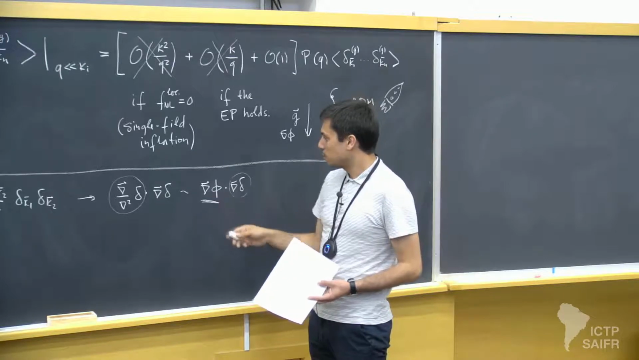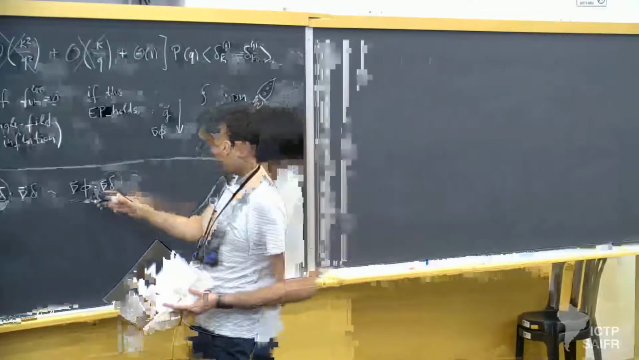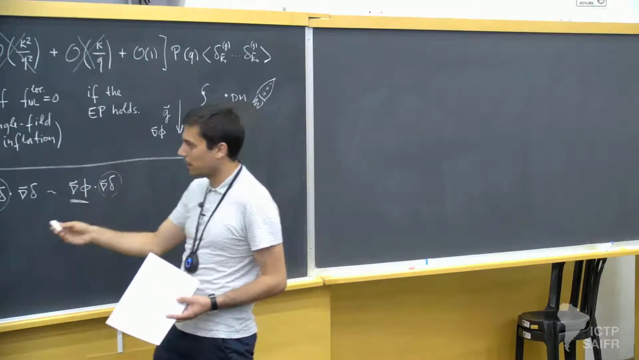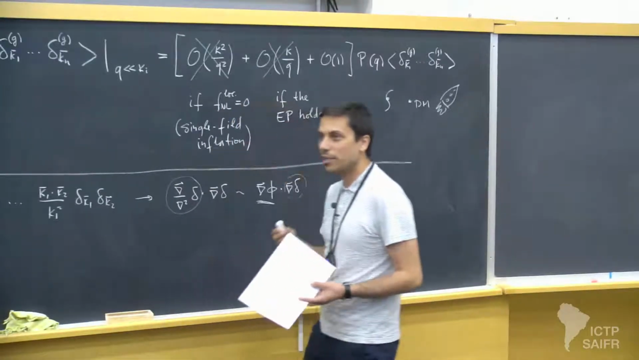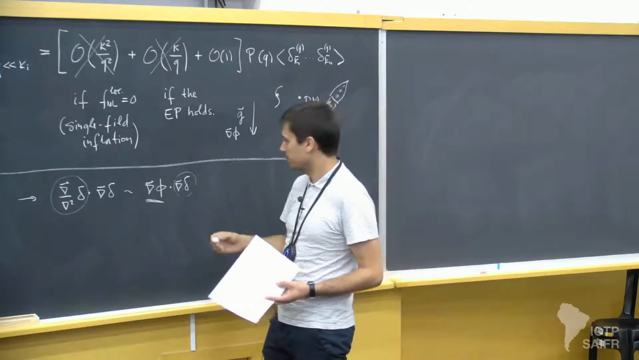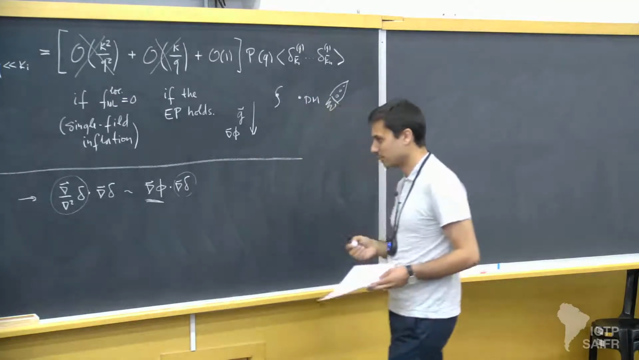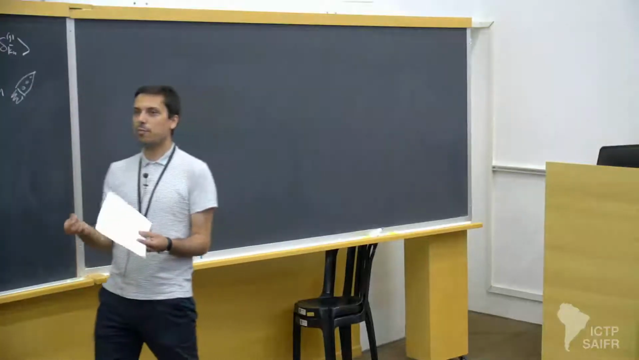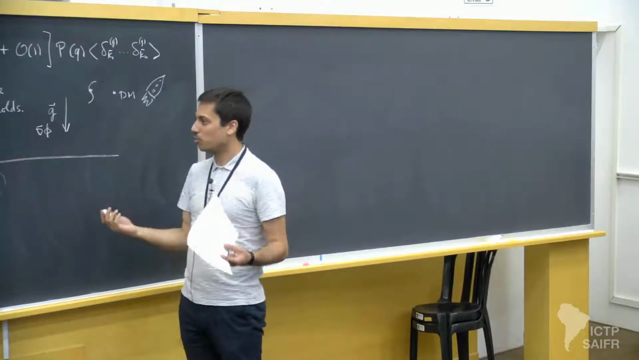Okay, so basically this kind of coupling, this kind of term, tells you what happens when you put a density fluctuation in a homogeneous gravitational field. And so what happens when we put some density fluctuation in a homogeneous gravitational field?